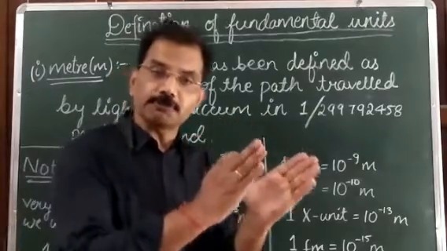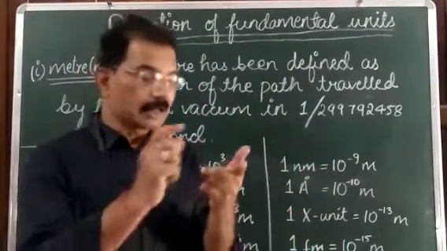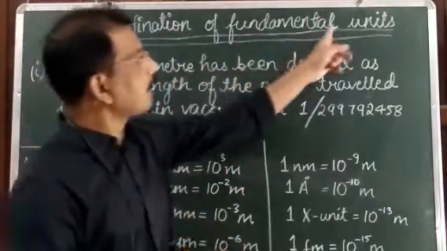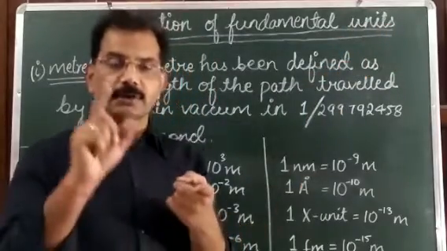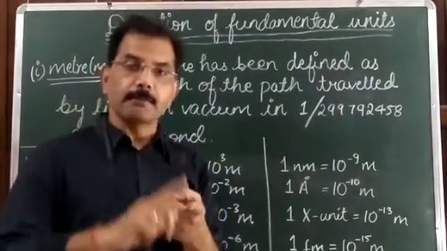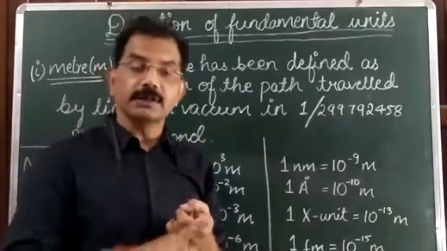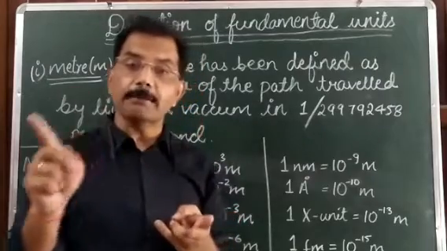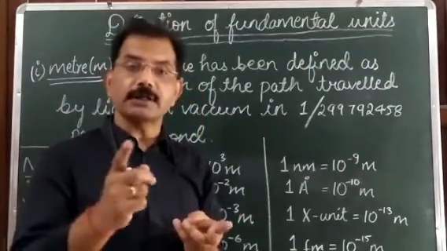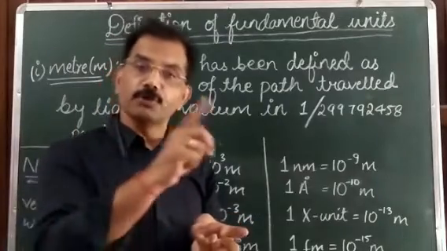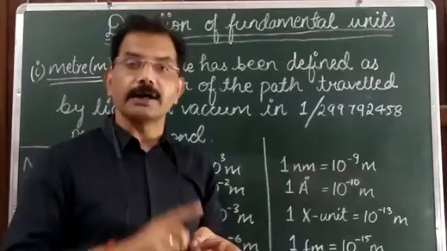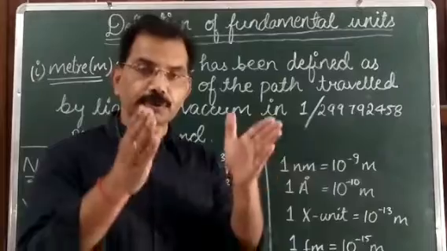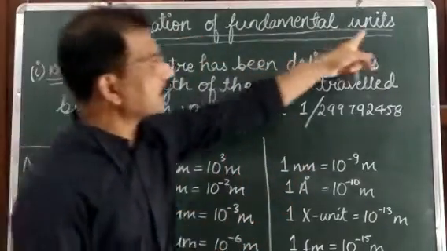And the unit of these fundamental quantities, means length is measured in meter. So here I am going to give the definition of fundamental units. Length, its unit is meter. Mass, unit kilogram. Time, its unit is second. Current, its unit is ampere. Thermodynamic temperature, its unit is Kelvin. Luminous intensity, its unit is candela, and amount of substance is measured in mole. So today I am going to define the fundamental units.